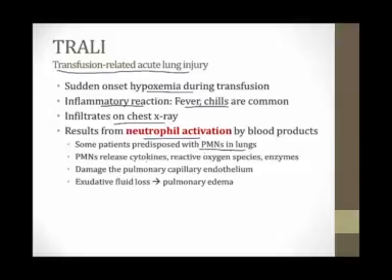The neutrophils release cytokines and reactive oxygen species and enzymes when exposed to the blood product. These damage the pulmonary capillary endothelium and lead to exudative fluid loss and pulmonary edema. That's what generates the infiltrates on chest X-ray.